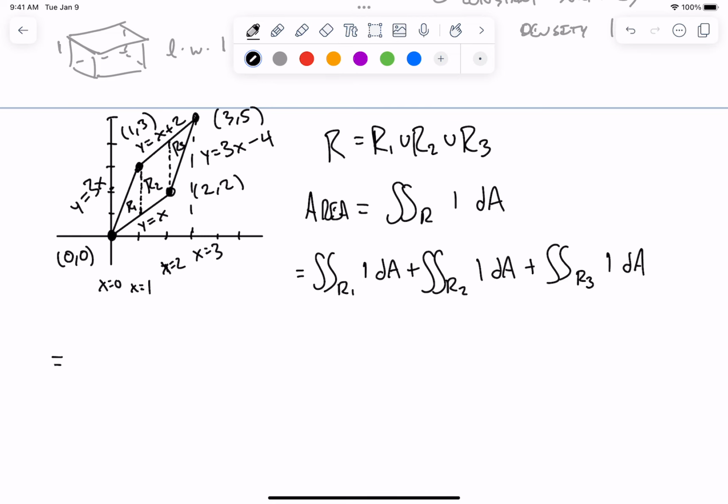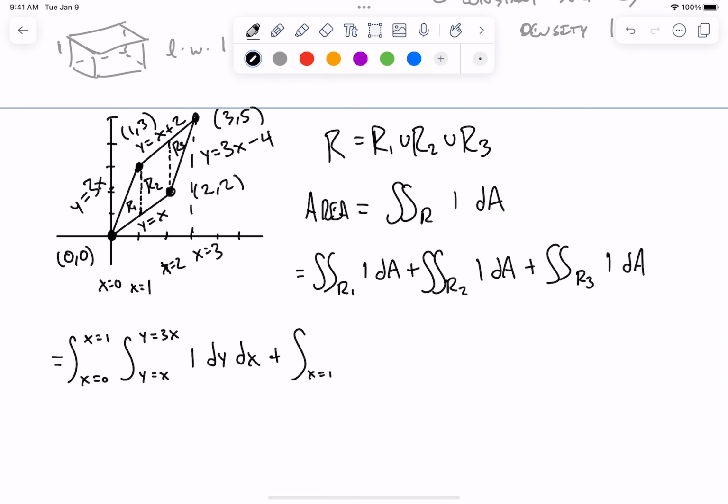There we go. And now we can set it up as per Fubini's theorem, right? So the first integral goes from 0 to 1, right? And the bounds are what? The bounds, it's y equals x on the bottom, and it's y equals 3x on top for the region R1, right?